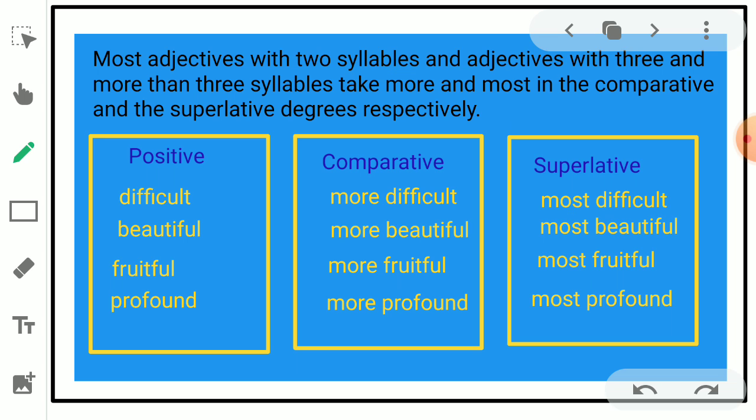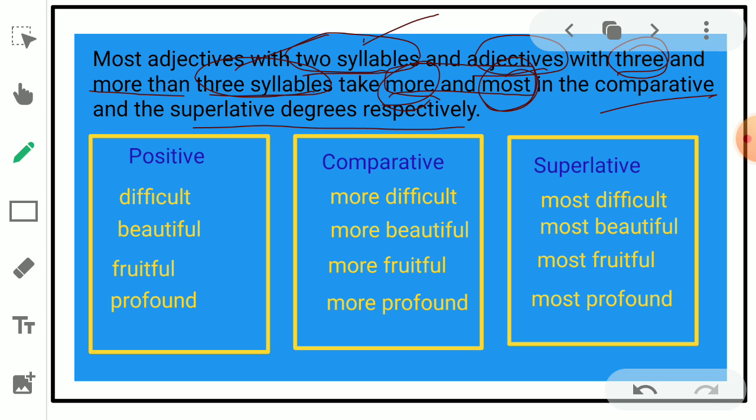Most adjectives with two syllables, and adjectives with three or more than three syllables, take more and most. So, adjectives which have two syllables, or three, or more than three, we need to use more and most in the comparative and the superlative degrees respectively.